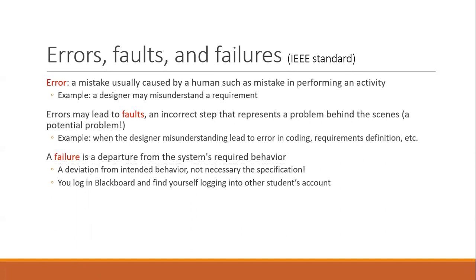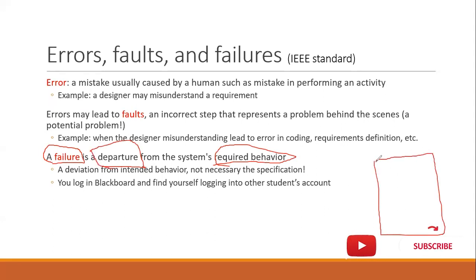Now let's go for the next one, a failure. Faults can be fixed up. Now the failure is more dangerous, more severe. It is a departure from the system's required behavior. So it is more dangerous. Let's see an example. We have a deviation from intended behavior, not necessarily from the specification.